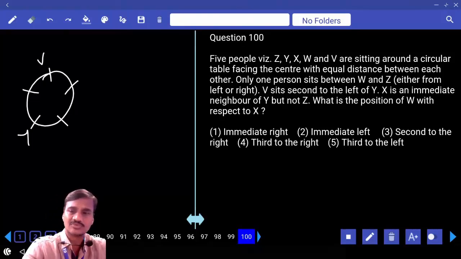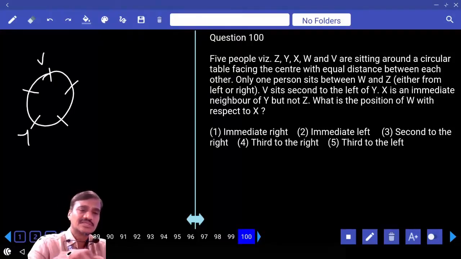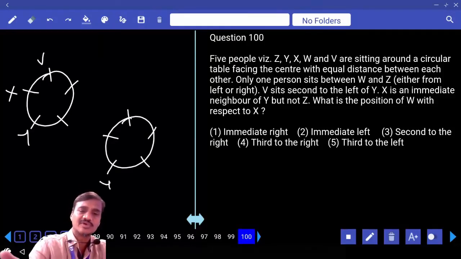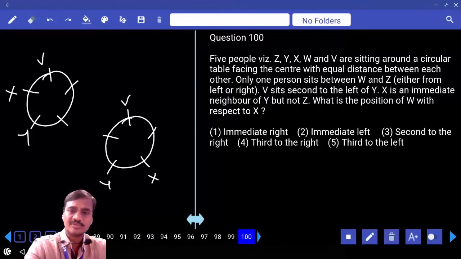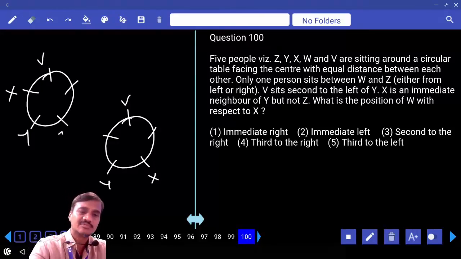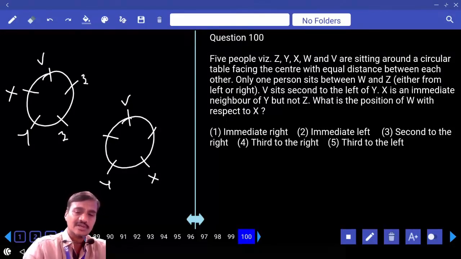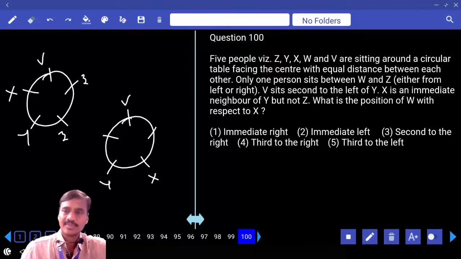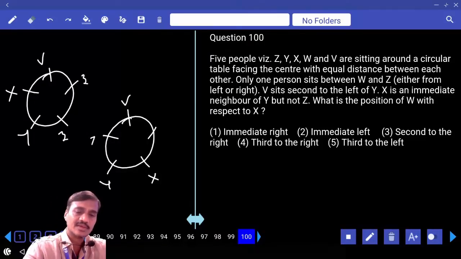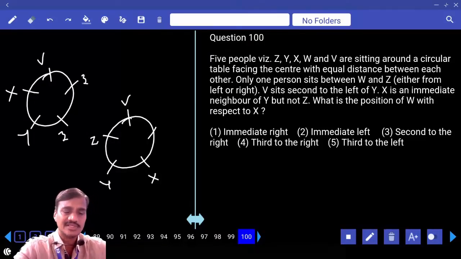Then what are the different possibilities we have? One person between W and Z. V sits second to the left of Y. X is an immediate neighbor of Y. X and Y are adjacent to each other. As X and Y are adjacent, X can be here, or what is the other possibility we have? X can be here. Now if X is here, but not to Z, that means X is not an immediate neighbor of Z. Z can be at any one of these two places. X is not immediate to Z, and Z is at this place.